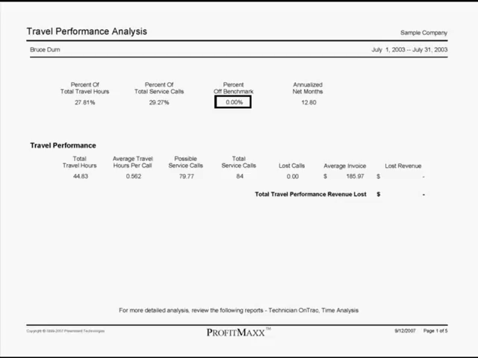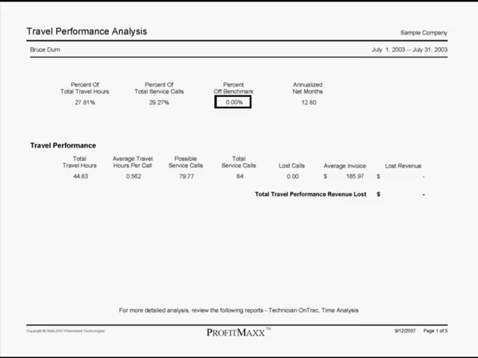If it's a positive number, the difference is shown. And it means that there is a problem because that technician is using a greater percentage of the team's total travel hours, yet not taking his or her fair share of the total service calls. Since Bruce's percentage of calls exceeded his percent of travel hours, he is exceeding our expectations and he's traveling very well.